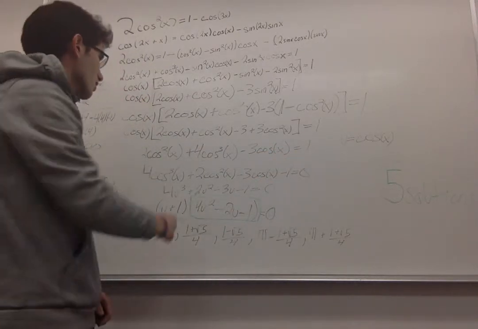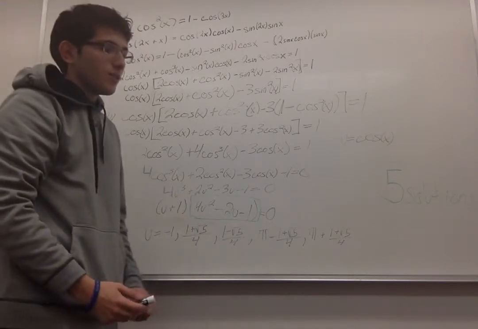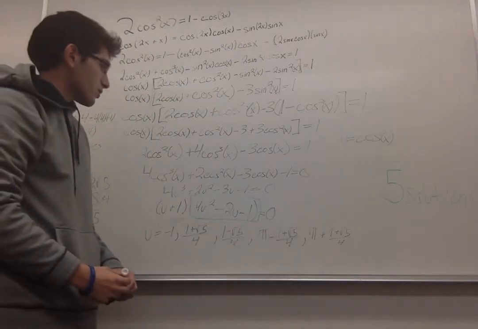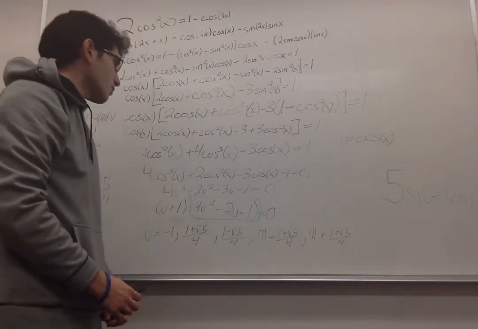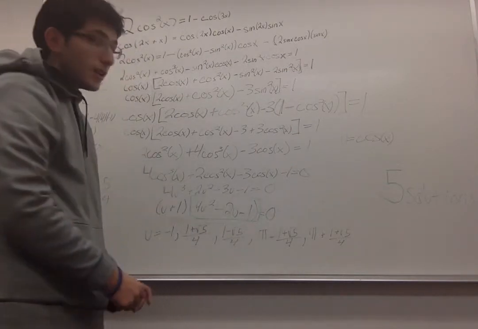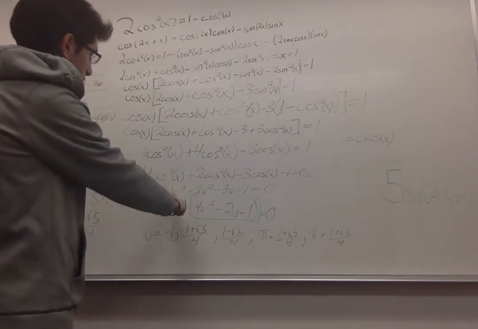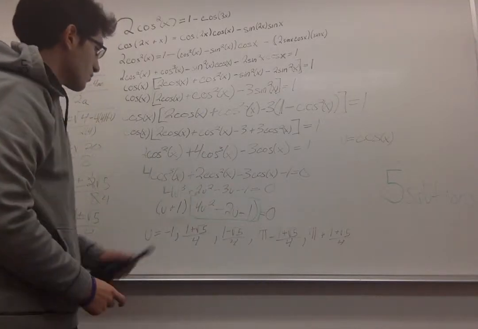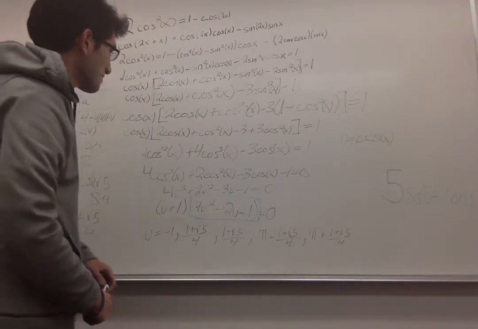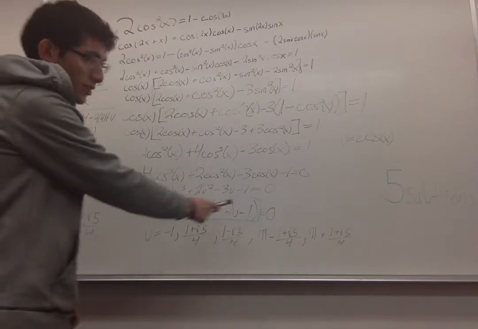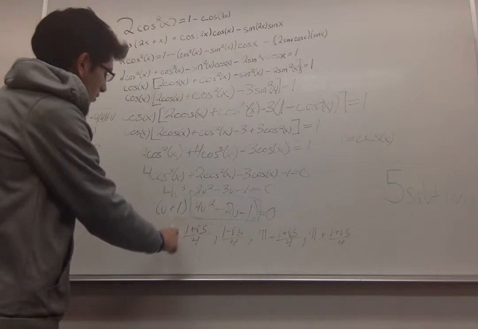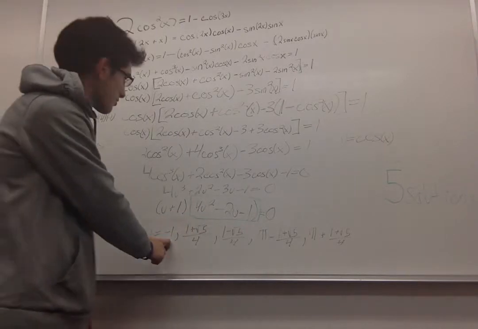Now we're going to make cosx into a variable, so we're just going to make it u. So it's going to be 4u³ plus 2u² minus 3u minus 1, which equals 0. Then you're going to take u plus 1 out of this, and what remains is 4u² minus 2u minus 1. Now, u plus 1 equals 0 gives u equals minus 1. So minus 1 is one of our answers.